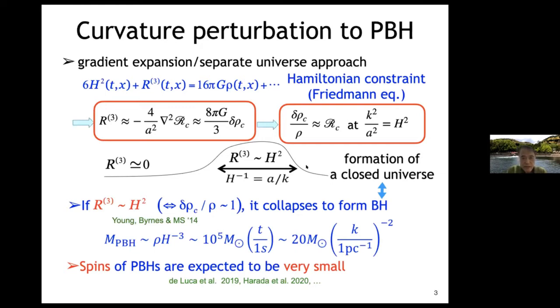Anyway, because essentially the horizon size collapses and it's like a closed universe, you could easily imagine that the spin of primordial black holes will be very small. And actually, in these last few years, there have been some analyses which tell us that the spins are indeed small. So this is one very important prediction of a primordial black hole scenario originating from curvature perturbation, say from inflation.